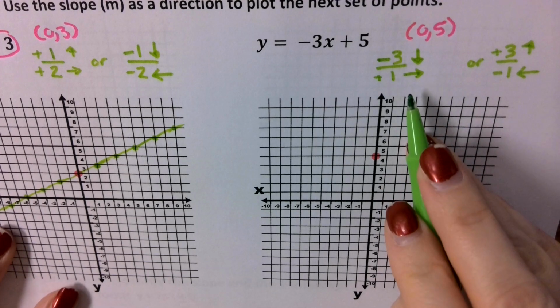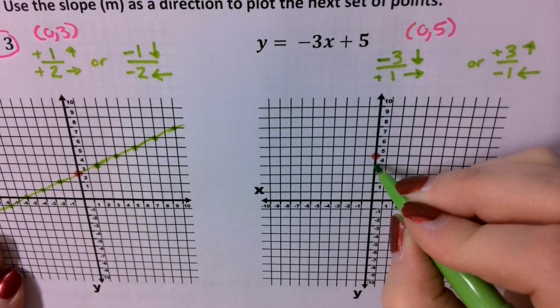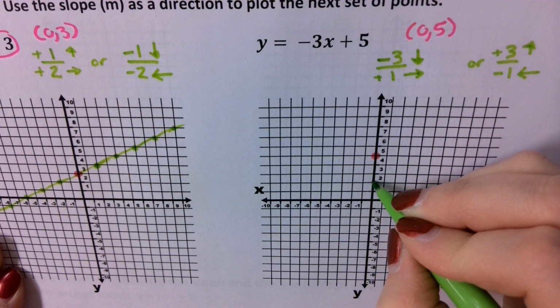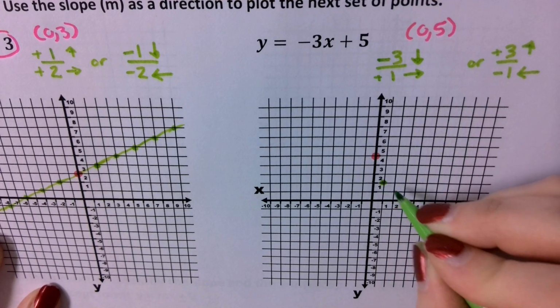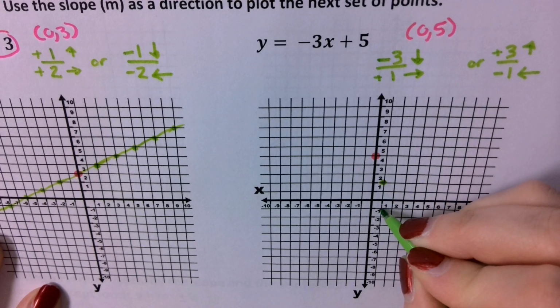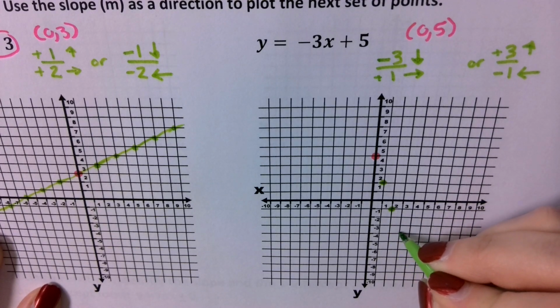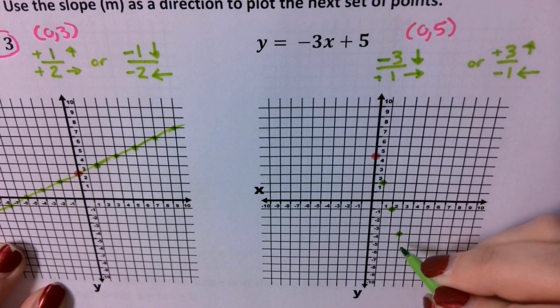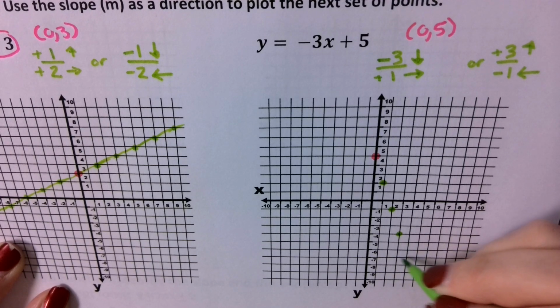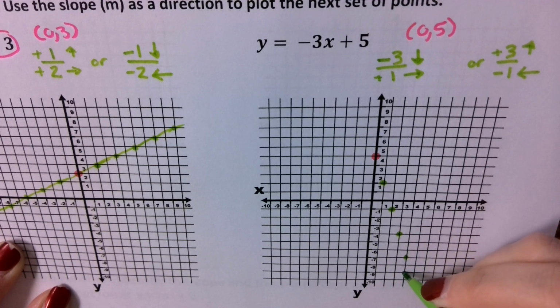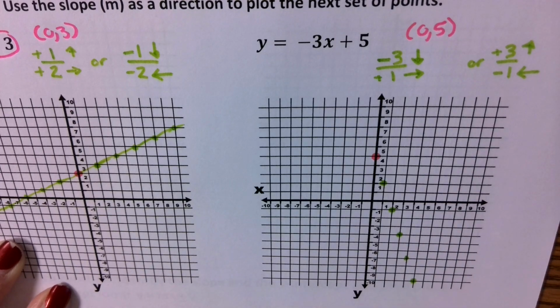Let's start with down and to the right. Down 3, 1, 2, 3, to the right 1. Down 3, to the right 1. Down 3, to the right 1. And you can keep doing that until you run out of room. Okay?